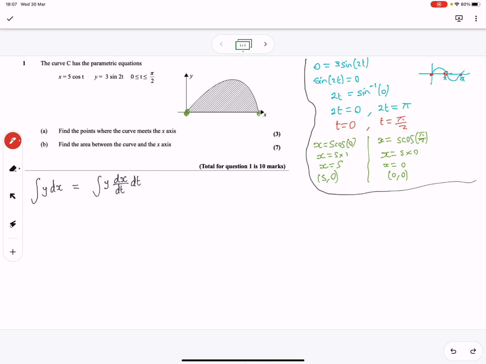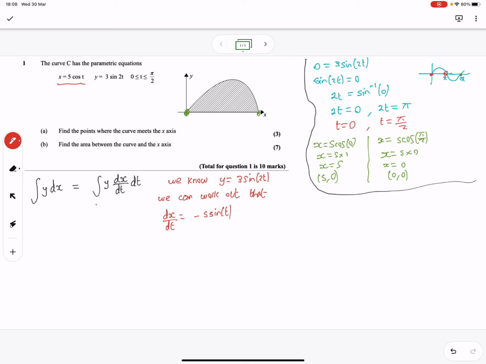So what essentially we need is, first of all, we know what y is. We already know that y is equal to 3 sine of 2t. And we can work out that dx dt is equal to, well, that's just minus 5 sine t, because x was equal to 5 cos t. Cos differentiates to minus sine, so it's minus 5 sine t.